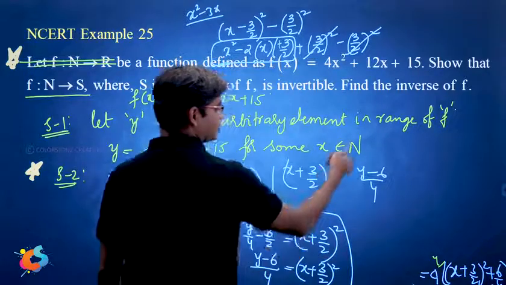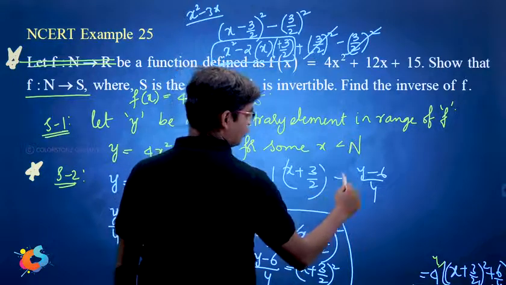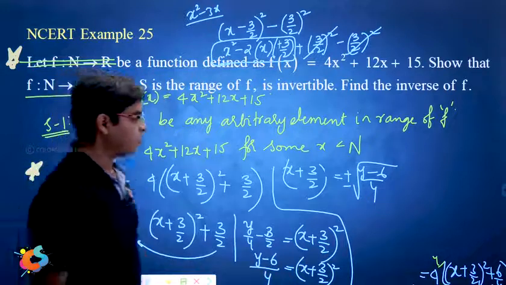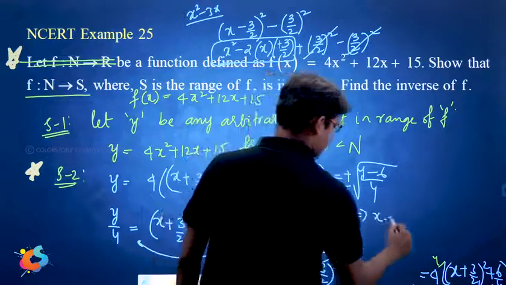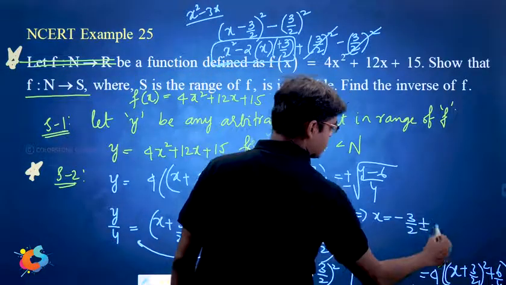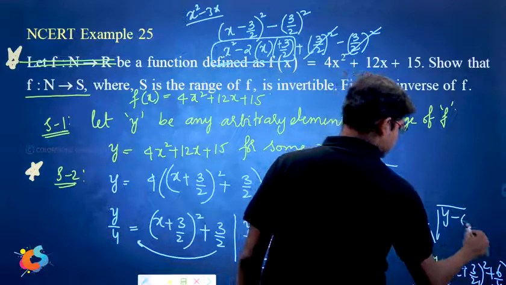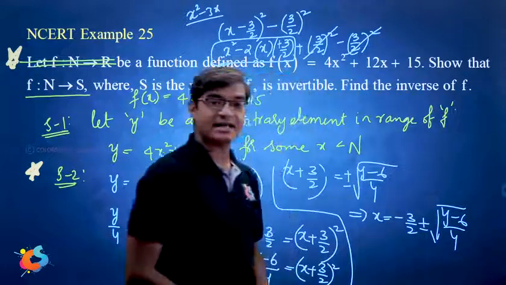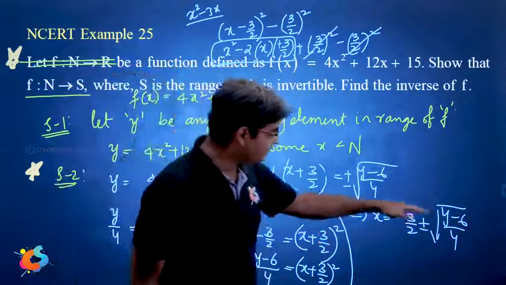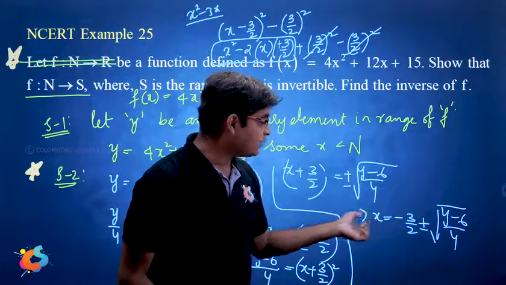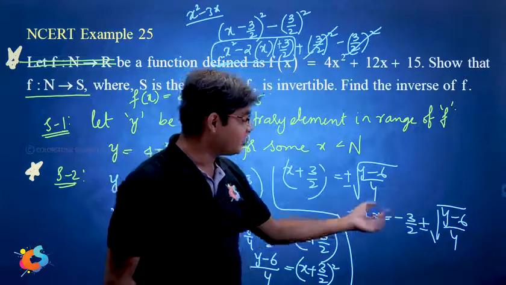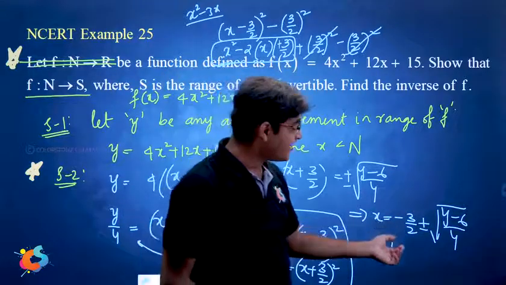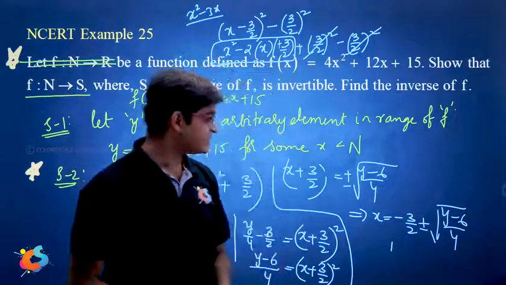If you are taking the square to the other side, then you will have under root and plus or minus. So x is equal to minus 3 by 2 plus or minus under root of y minus 6 divided by 4. So we should get x as a function of y. But here we are getting x as a function of y in two different definitions. X is equal to minus 3 by 2 plus under root of y minus 6 by 4, and x is equal to minus 3 by 2 minus under root of y minus 6 by 4.